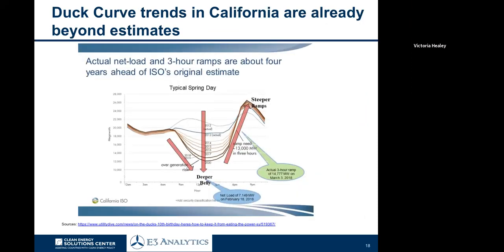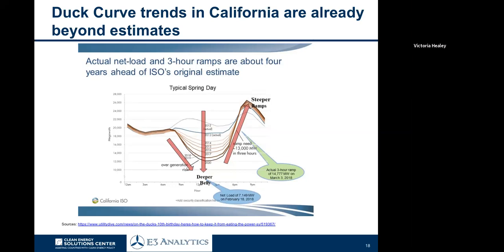And looking at California, the estimates, it turns out, are already off. So we are well beyond today in 2018, 2019, well beyond the estimates of where the California Independent System Operator thought they would be in 2019. So there's an even greater risk of overgeneration. In other words, too much electricity on the network, too much solar on the network, too much of everything on the network. A deeper belly.